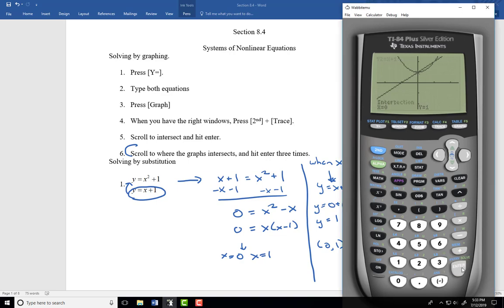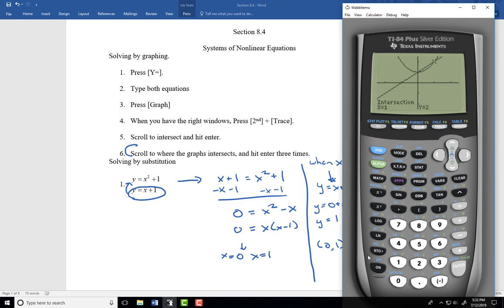1, 2, 3. Notice they intersect at 0, 1. I can do the same thing, and then I can move it over here where I can clearly see they intersect. I'll hit enter 3 times. 1, 2, 3. And I have 1 comma 2. And that makes sense.